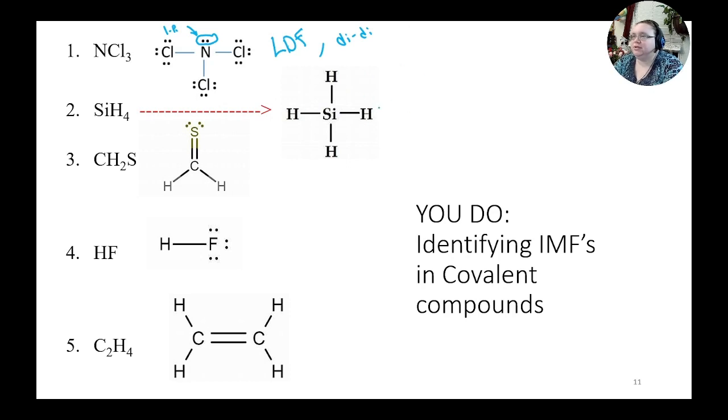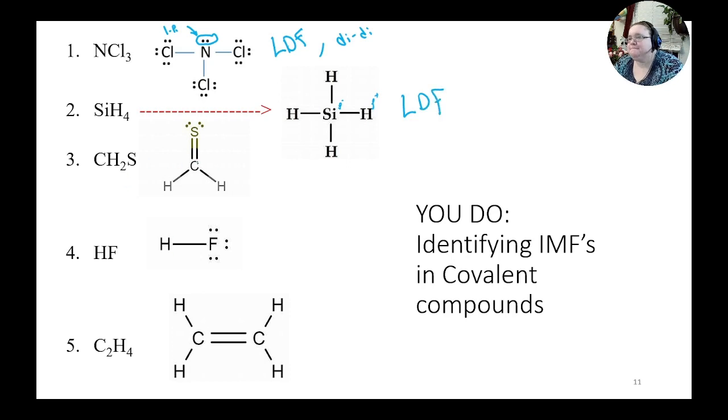Number two, does it have hydrogen bonding? No. My H has got to be attached to an N, an O, or an F. Remember, hydrogen bonding is fun. There is no fun there. But do we have a polar bond? Yes. Silicon is going to have a partial negative charge. Hydrogen is going to be partially positive, but there's H's all the way around, so it's symmetrical. So all it's got is London dispersion forces.